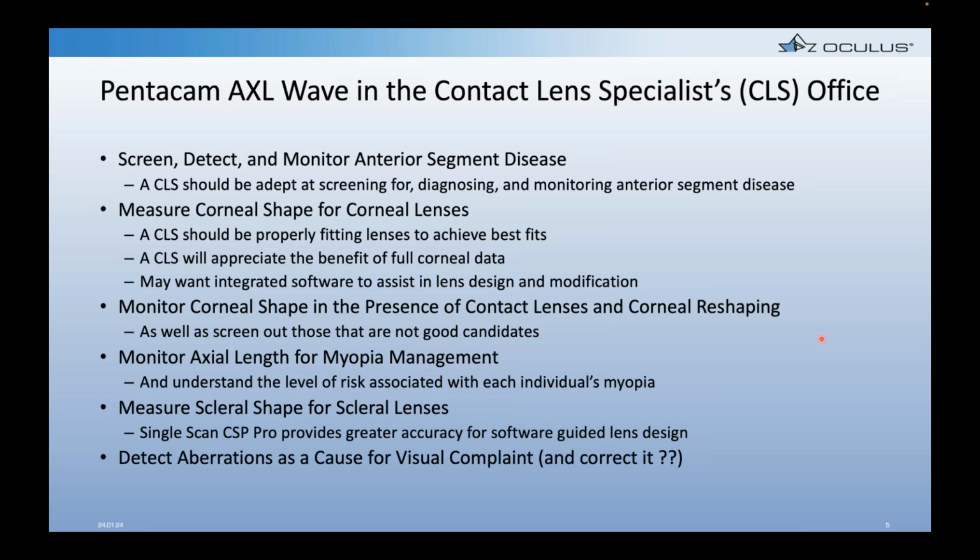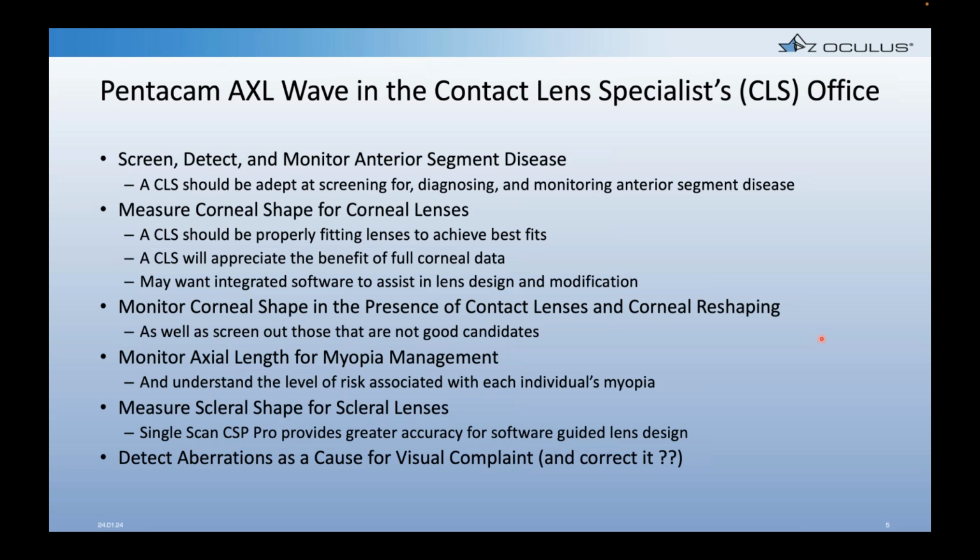We also will want to monitor the corneal shape in the presence of our lenses, and this particularly is to say, prior to beginning the process, what underlying issues is our patient dealing with? Do they have keratoconus? Do they have an irregular corneal shape? And again, getting that information before we begin is important because we don't want to fit patients in lenses if it's going to trigger the cornea to have health issues.